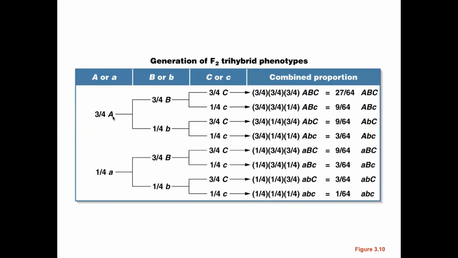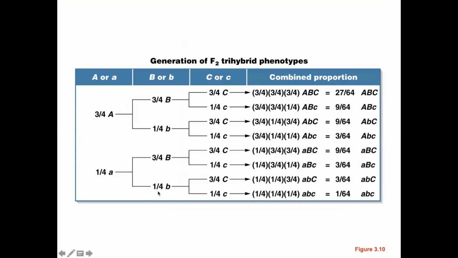So overall, you'd expect 9/16 of the population to be dominant for A and B. What about for dominant A and recessive B? Well, it would be 3/4 times 1/4. So 3/16 of that F2 population would exhibit that particular phenotypic combination. And then you fill in the rest: recessive A and dominant B, recessive A and recessive B.